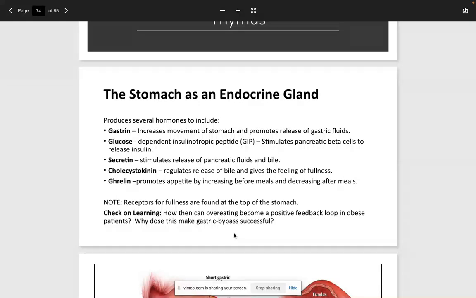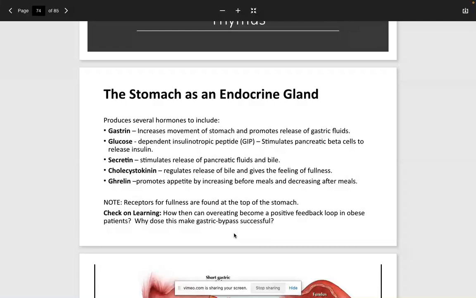So again, just to summarize these important points, gastrin is going to produce gastric acid, right? It's going to promote the release of gastric fluids. GIP, glucose-dependent insulinotropic peptide, causes insulin release from the pancreas. Insulin's in the name. Secretin, this one might be tough. Secretin secretes bicarbonate, HCO3, through the pancreas.